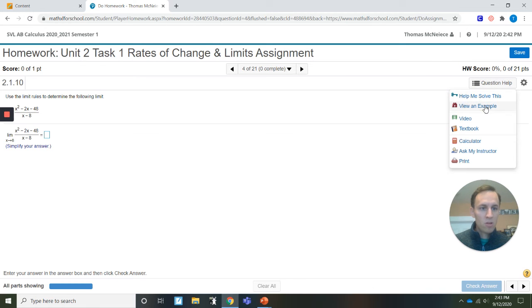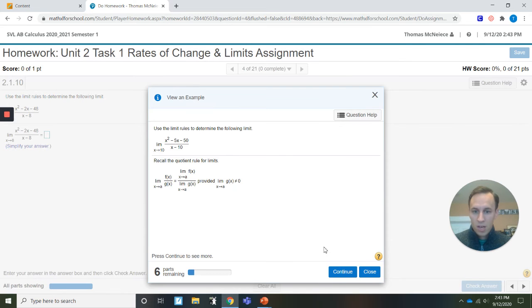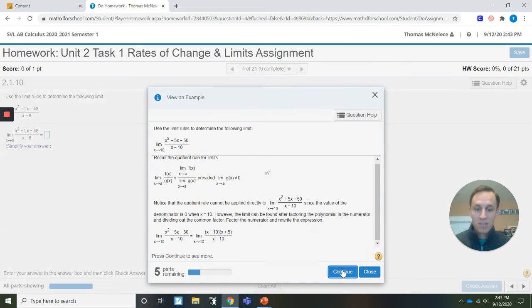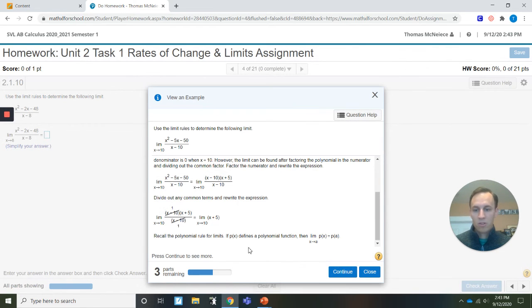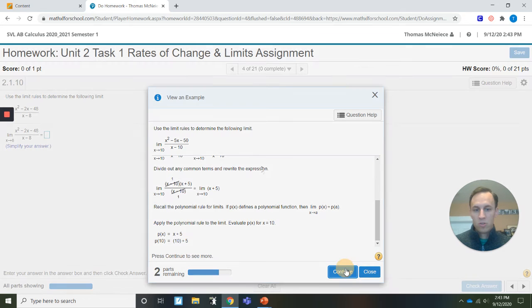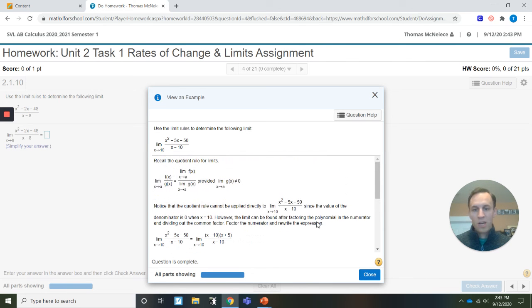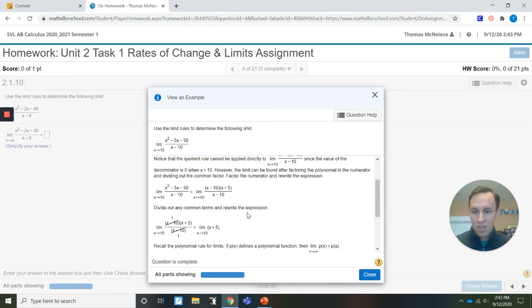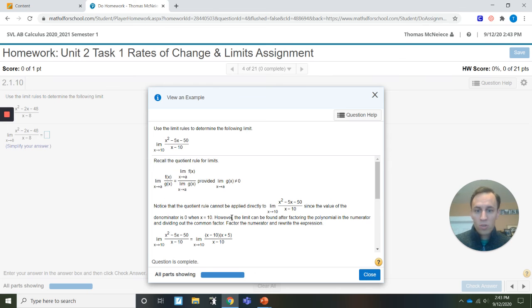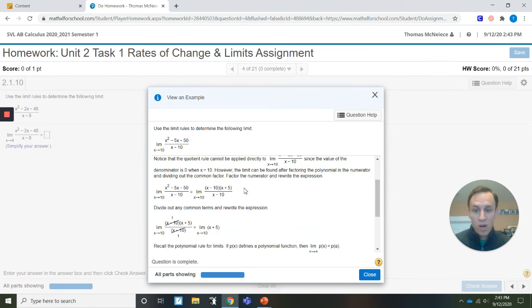So I hit question help here. You can do an example. Myself, I just like to click all the way to the end. Click through all the parts. There are lots of parts: 3 parts remaining, 2 parts, 1 part. And I can scroll back up and read the whole thing. It says, use the limit rules to determine the following limit. Notice that it's a different problem than what I was given, but it's pretty much the same in terms of its structure. And it has that same problem where on the bottom, if I plugged in their number, 10, I get 0. It even talks about that. Notice that this quotient rule doesn't apply because if I plug in 10 in the denominator, I get 10 minus 10, which is 0. And that's what they're writing about there.